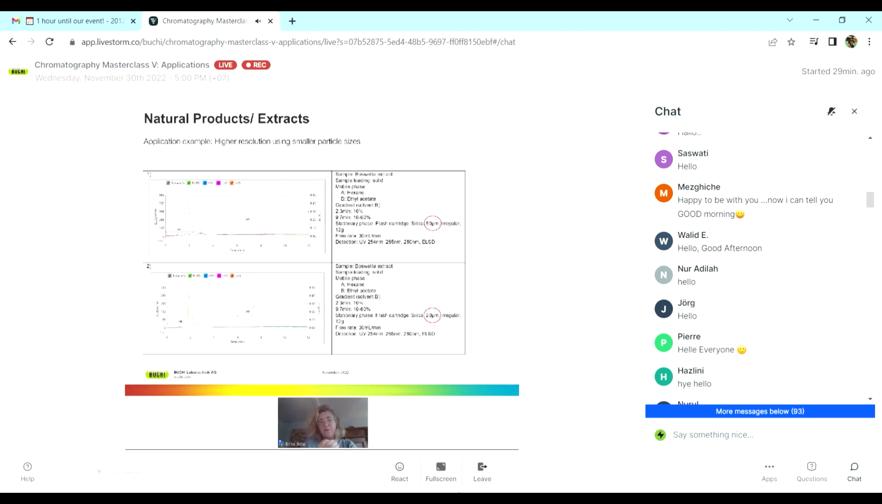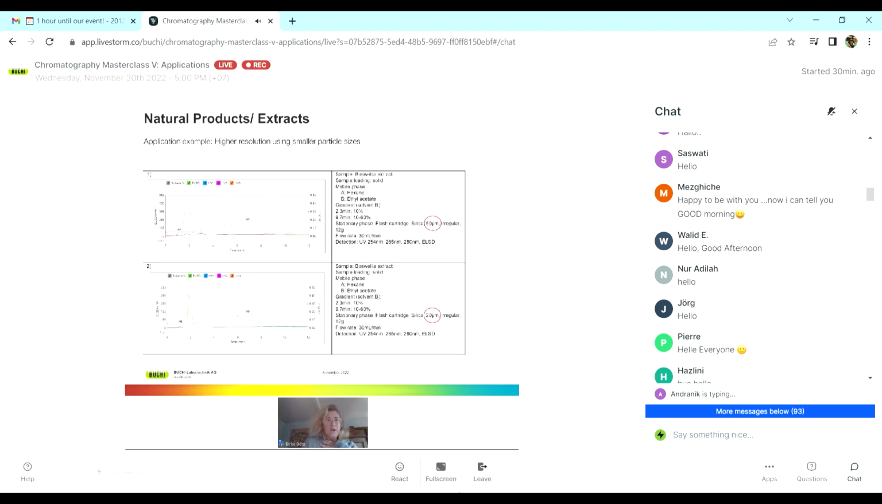If you have a look at the first peak, for example, you see on top one main peak, and on the bottom you have at least 3 peaks, which shows you a better separation because of the 20 micrometer, the smaller particle sizes.